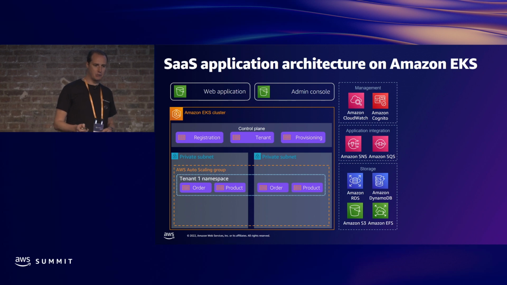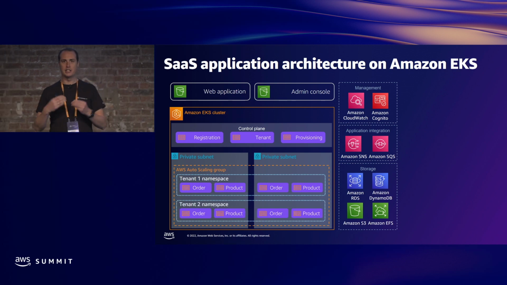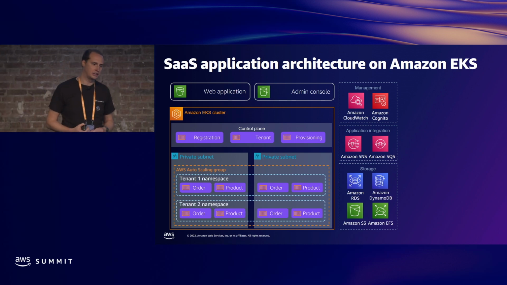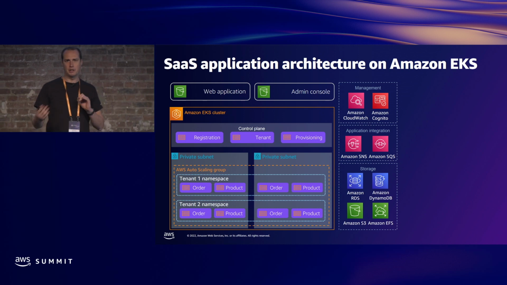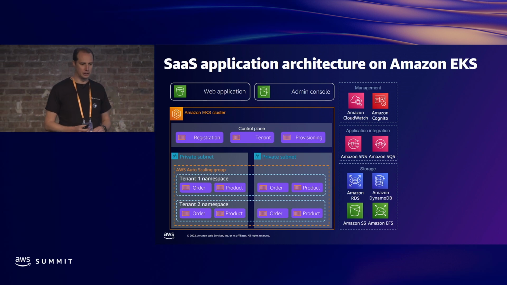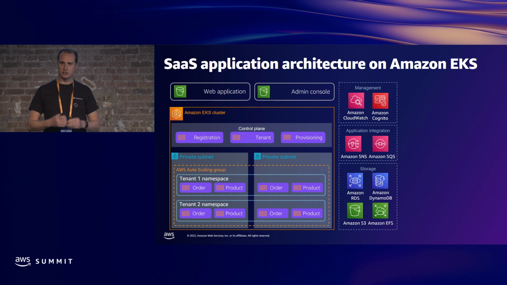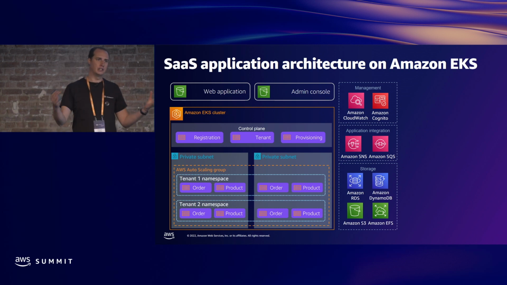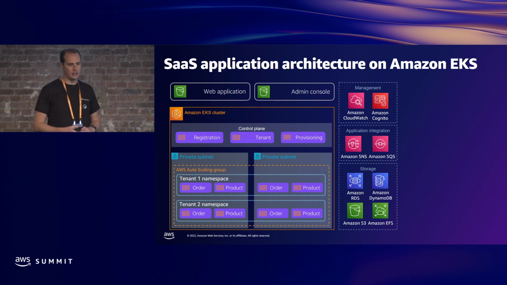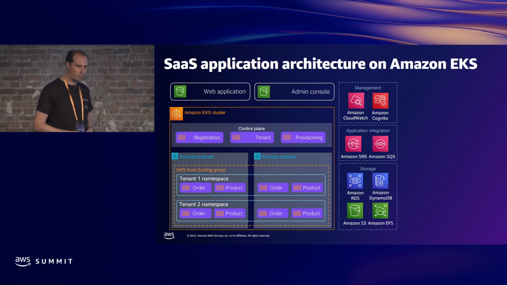As a second tenant onboards, you can create another dedicated namespace for this tenant. Namespaces in Kubernetes are there for isolation in a multi-tenant cluster. And it can help you do this type of silo deployment while you're sharing the same resources, as you can see in the auto-scaling pool.